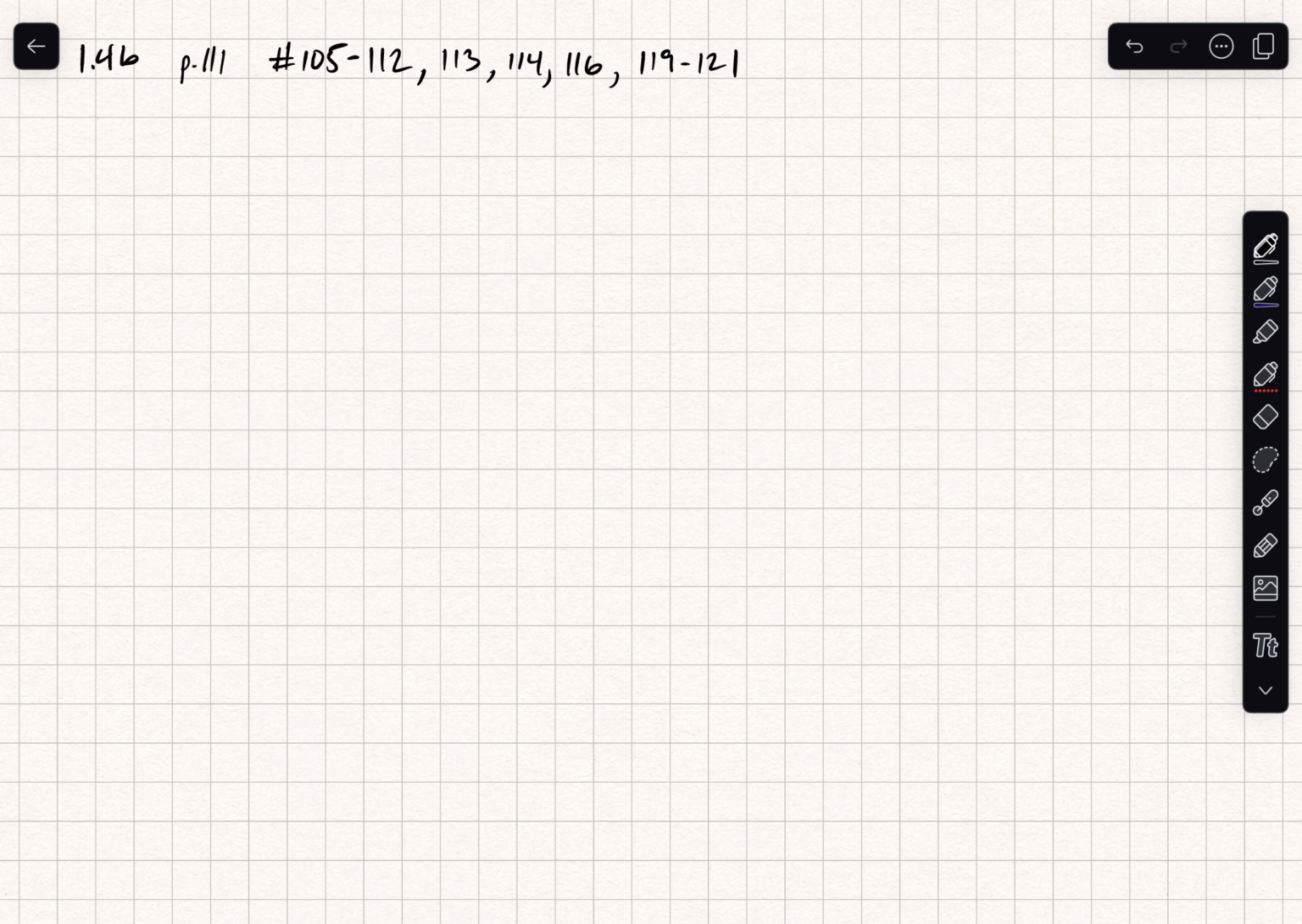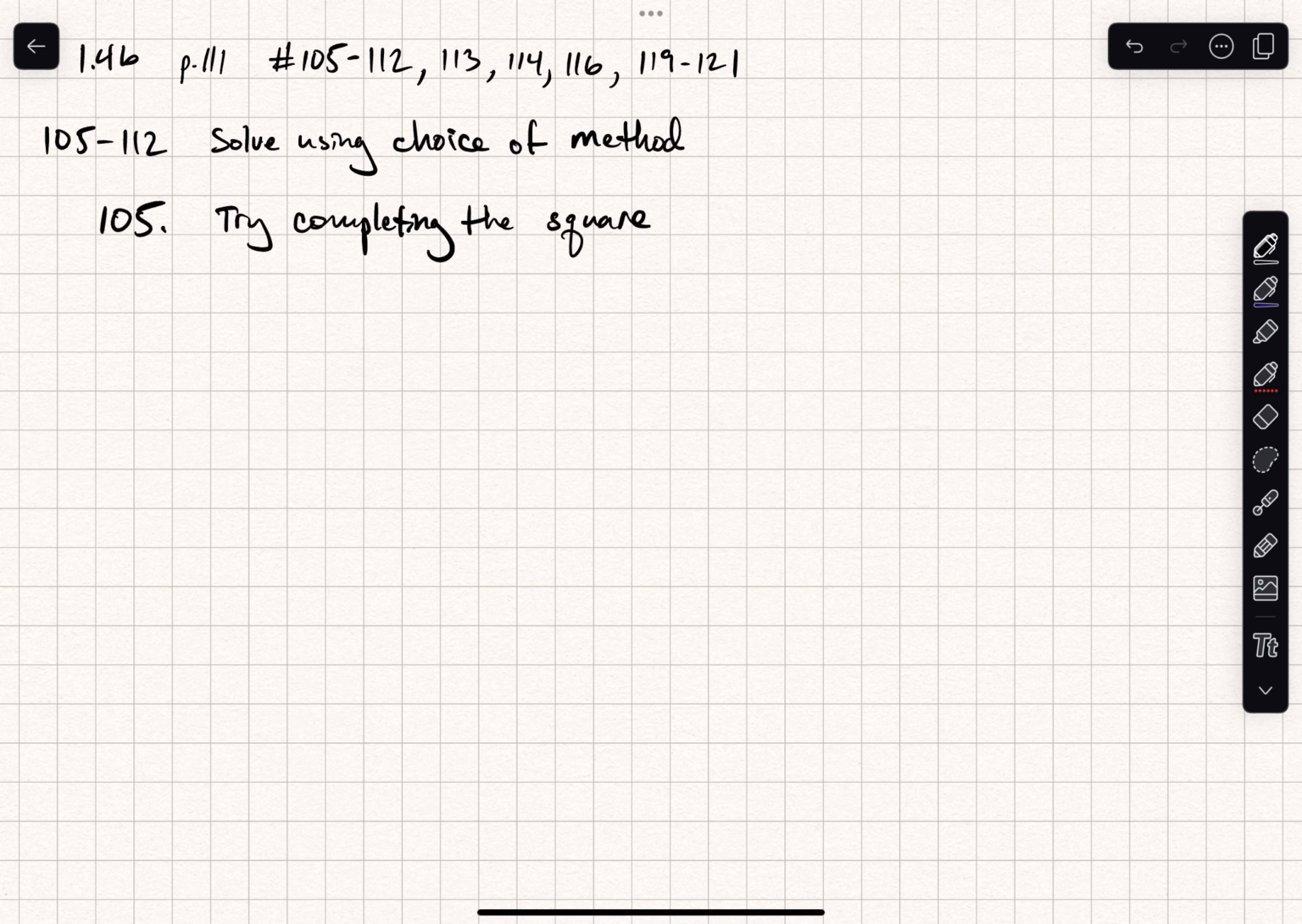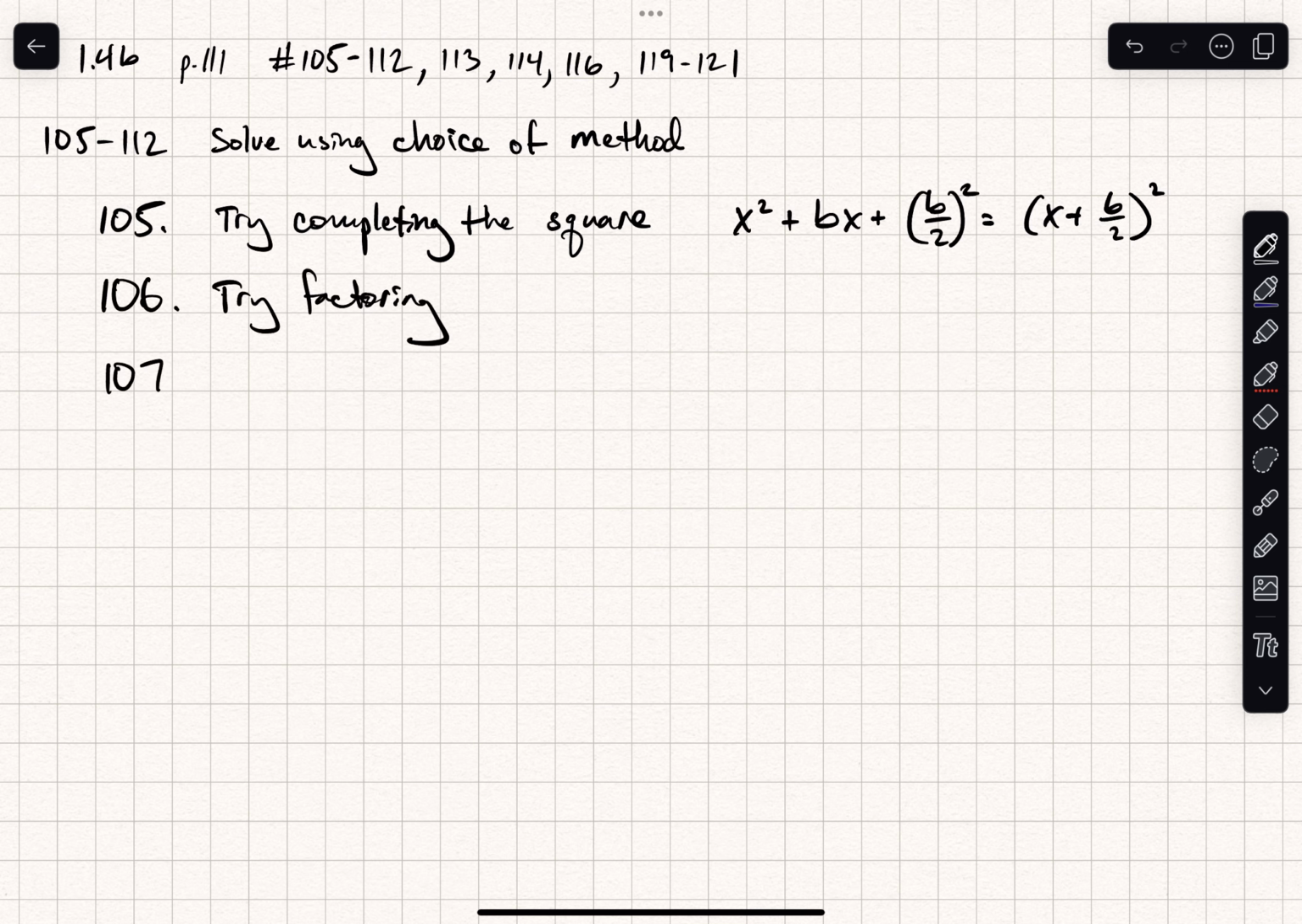For number 105 through 112, we're going to solve using any convenient method. For 105, I suggest you complete the square. That's with the pattern x squared plus bx plus b over 2 squared equals x plus b over 2 quantity squared. For 106, I suggest that you factor. And for 107, I suggest that you try extracting the roots.